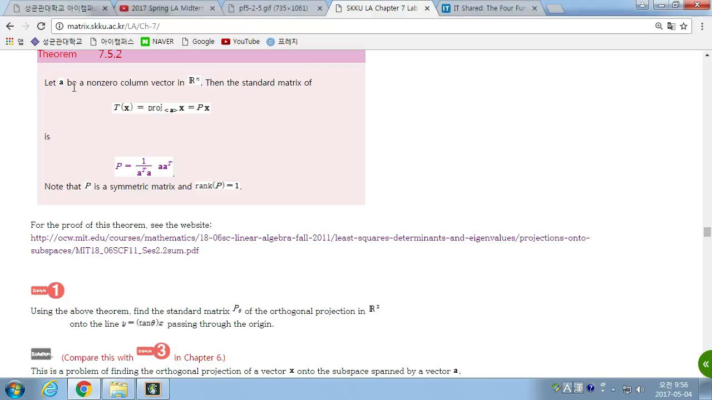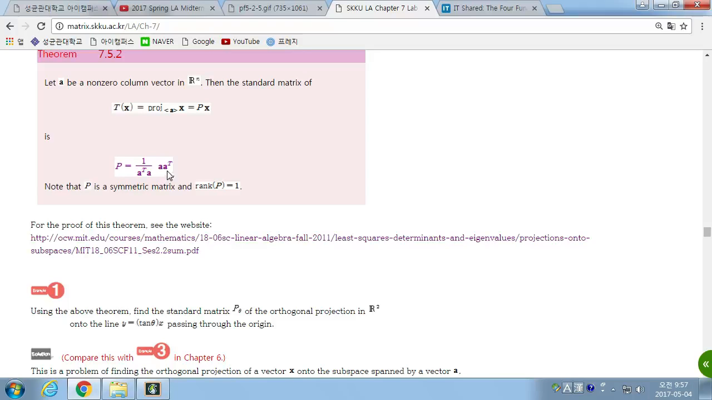Okay, Theorem 7.5. Let A be a non-zero column vector in Rn, then the standard matrix of T of X equal to projection of X onto span of A is this. Here, this projection matrix is this. You did this calculation earlier, and this is how the matrix was defined. Why? This A transpose A is a one by one matrix. This is a scalar.